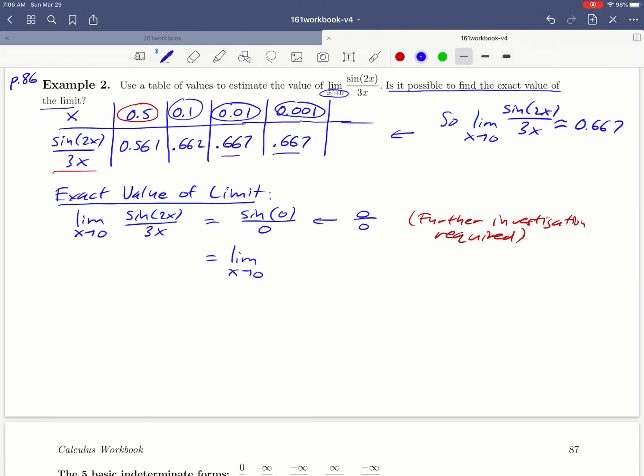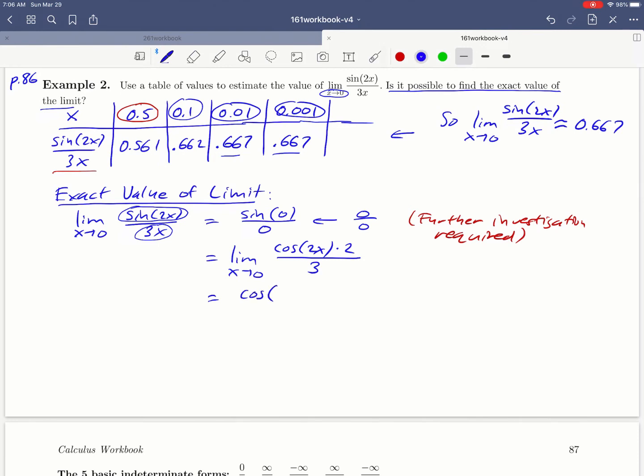If we start with the numerator, you would first ask, what is the derivative of sine of 2x? Well, that's a chain rule problem. We would get cosine of 2x times the derivative of 2x, which would put a times 2 at the end. And then what's the derivative of the bottom? The derivative of 3x is just 3. And we can now try to take this limit again by just substituting in x equals 0.